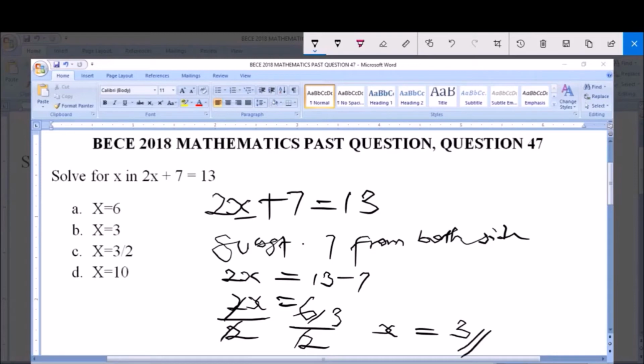Now from the options, option A says 6, wrong. B says 3, which is correct. C says 3 over 2, which is wrong. And D says x equals 10, which is wrong. So the correct answer to this question is option B, x equal to 3.